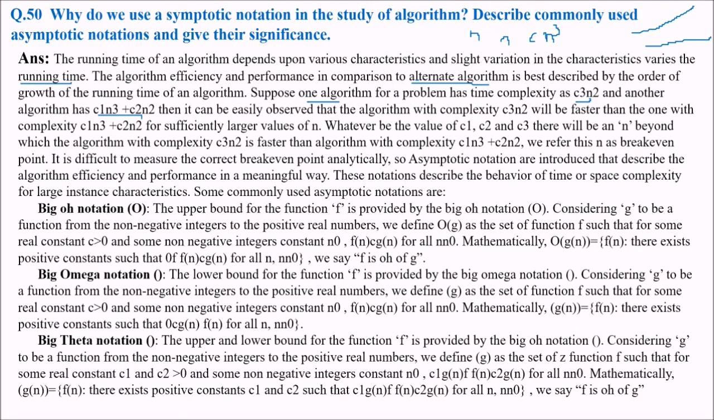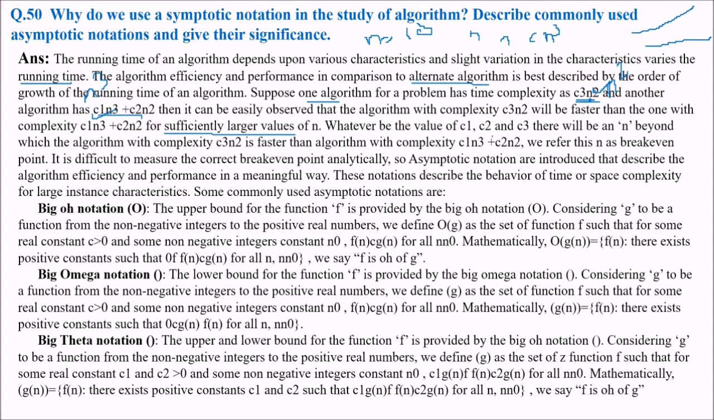Then it can be easily observed that this first algorithm will be faster than the one with this complexity. Why? Because this one is of the power n square, and this one has n cube plus n square, so it is order of n cube. So we conclude that the first one runs faster than this one for sufficiently large values of n. You have to understand very well that we are talking about sufficiently large n. We are not talking about n equal to 10 or 100 or 1000 or 10,000. We are talking about large values like lakhs, 10 lakhs, and more than that, millions.